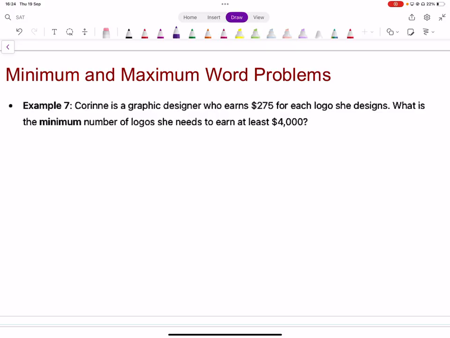What's the minimum number of logos she needs to make to earn at least $4,000, given that she is earning $275 for each logo? Number of logos, let's call this X. That's what you want to find out, right? The minimum number of logos. She's earning $275 for each logo that she makes. So how much is she earning in total? 275 times X, right? This number has to be at least $4,000. That means greater than or equal to 4,000. And that will give you something.